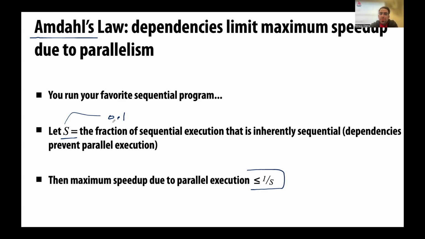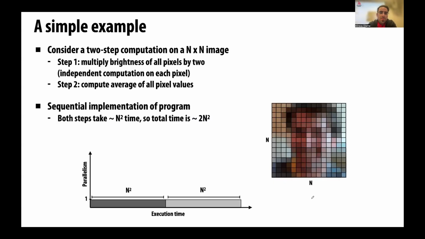So if 10% of your program is sequential, it means that even if you use a theoretically infinite number of execution units, the maximum speed up is going to be less than 10. Okay? So let's see an example just to understand it better. So here I need some sort of interaction from you.